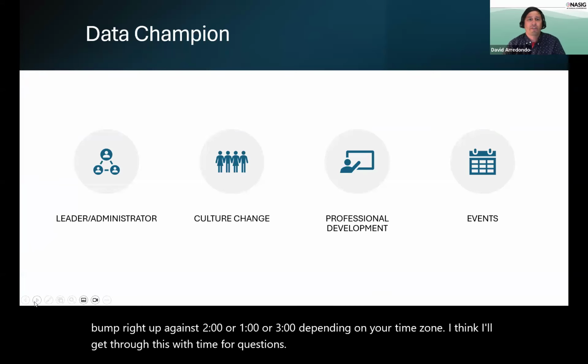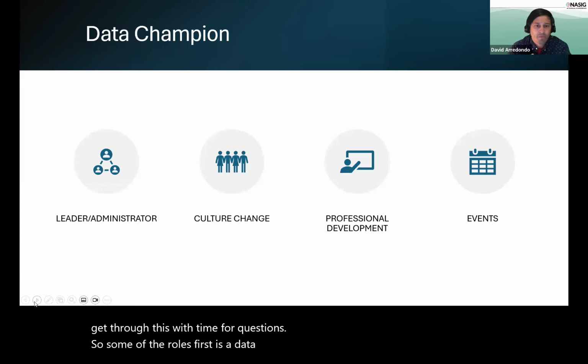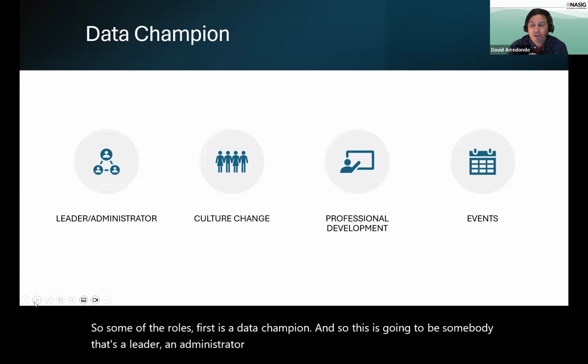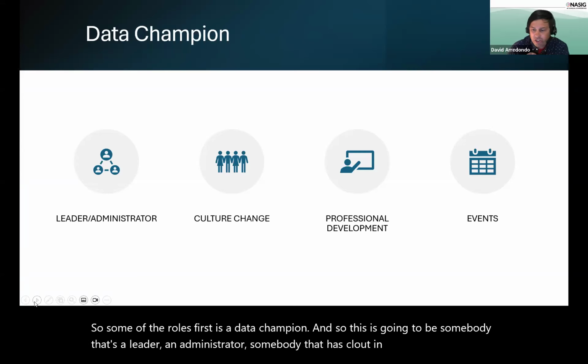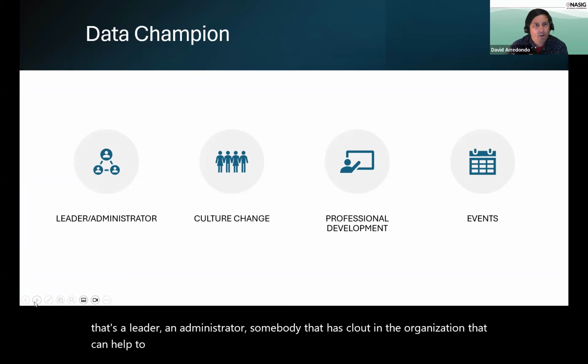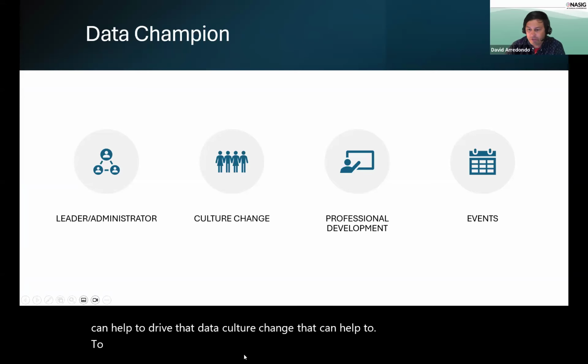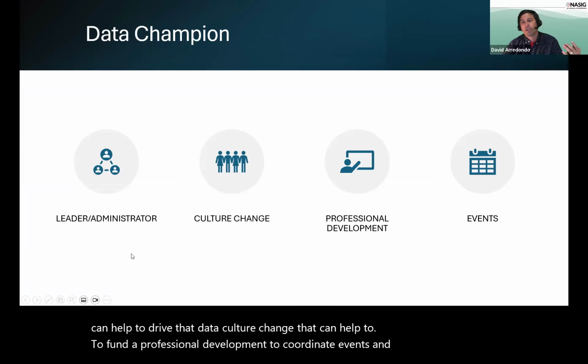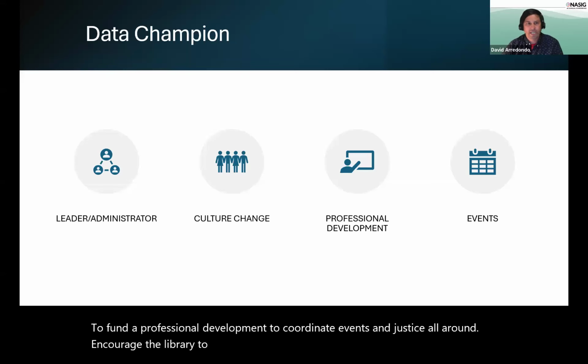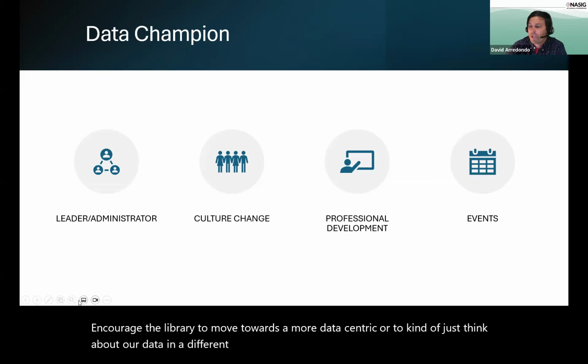So some of the roles, first is a data champion. This is going to be somebody that's a leader, an administrator, somebody that has clout in the organization that can help to drive that data culture change, that can help to fund professional development, to coordinate events, and just all around encourage the library to move towards a more data centric approach, or to think about our data in a different way than we have been.